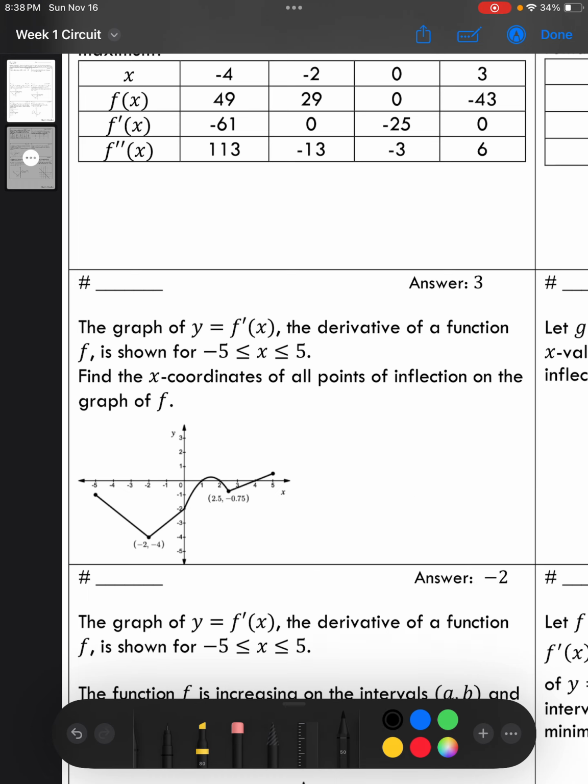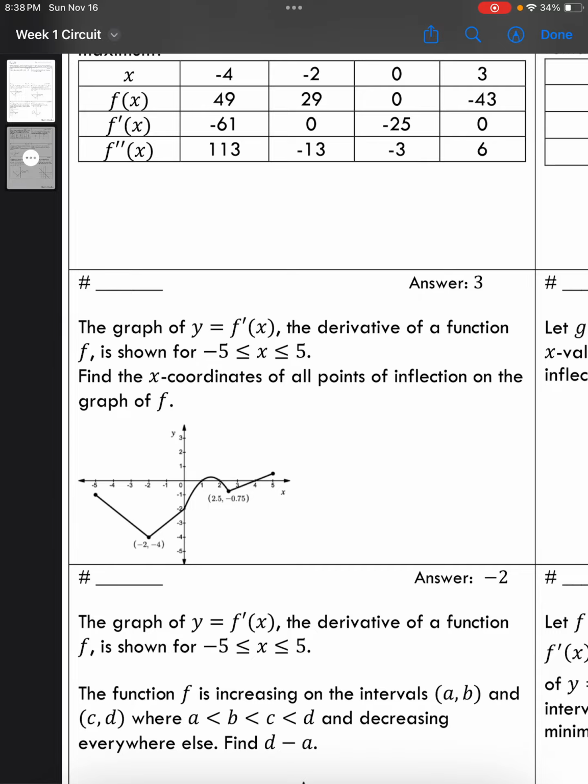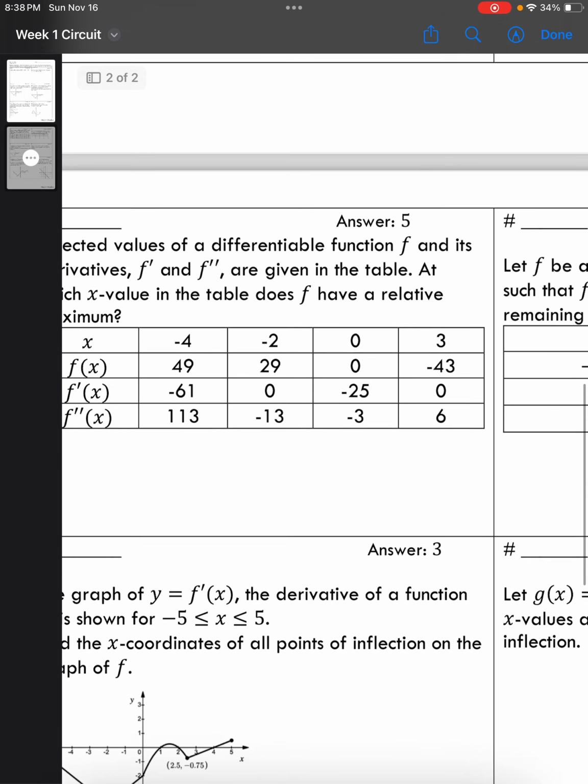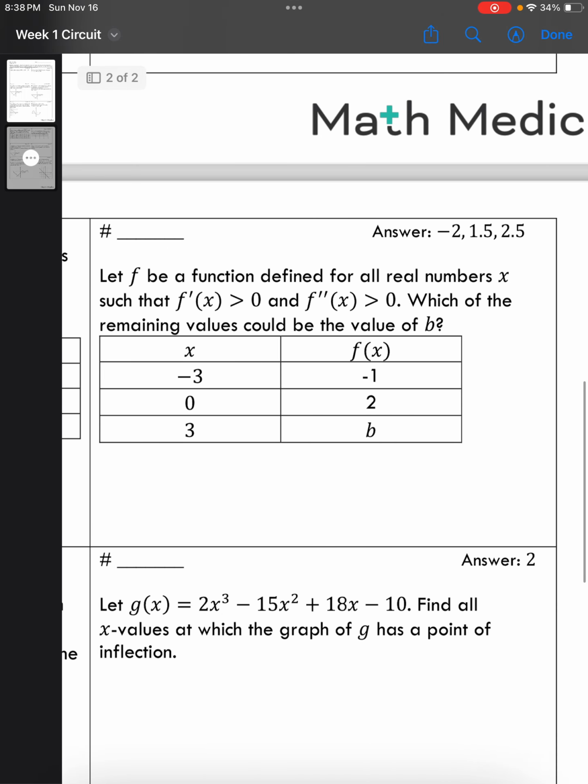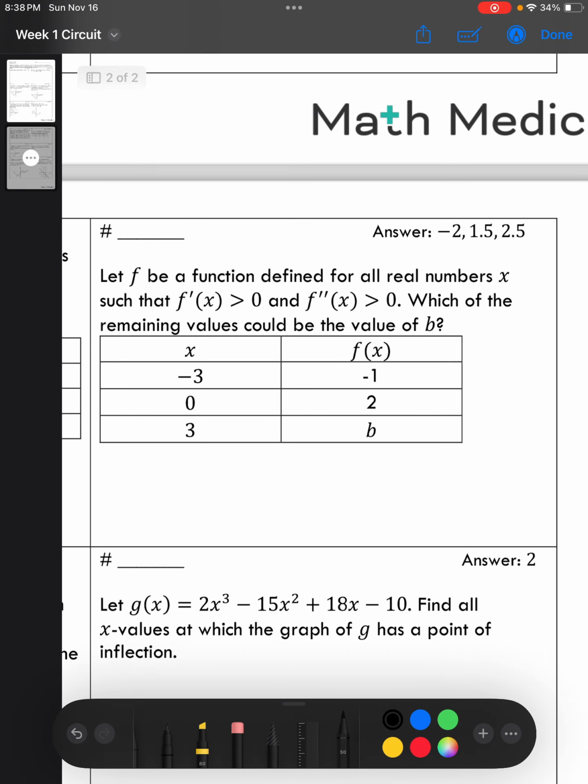Let's find which question has these answers. So here. Okay, so let f be a function defined for all real numbers x, such that f prime x is greater than 0 and f double prime is greater than 0. Which of the following values could be the value of b?